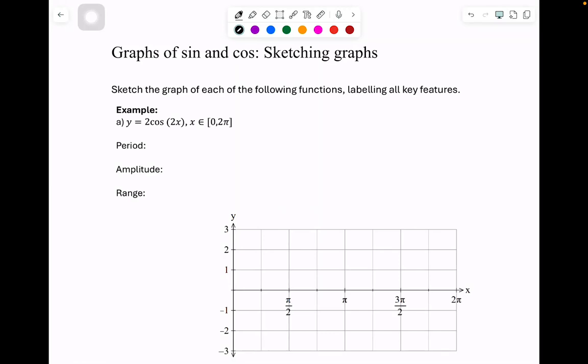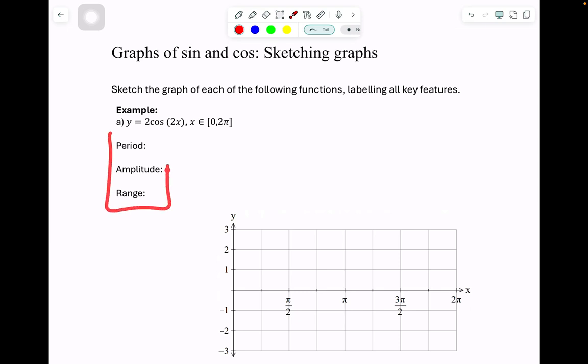In this video, we will be focusing on graphs of sine and cos, particularly for a cos graph in this question. We are going to sketch the graph and label all key features. You can see we have the graph of y equals cos of 2x. We are going to sketch it within a domain of 2 pi.